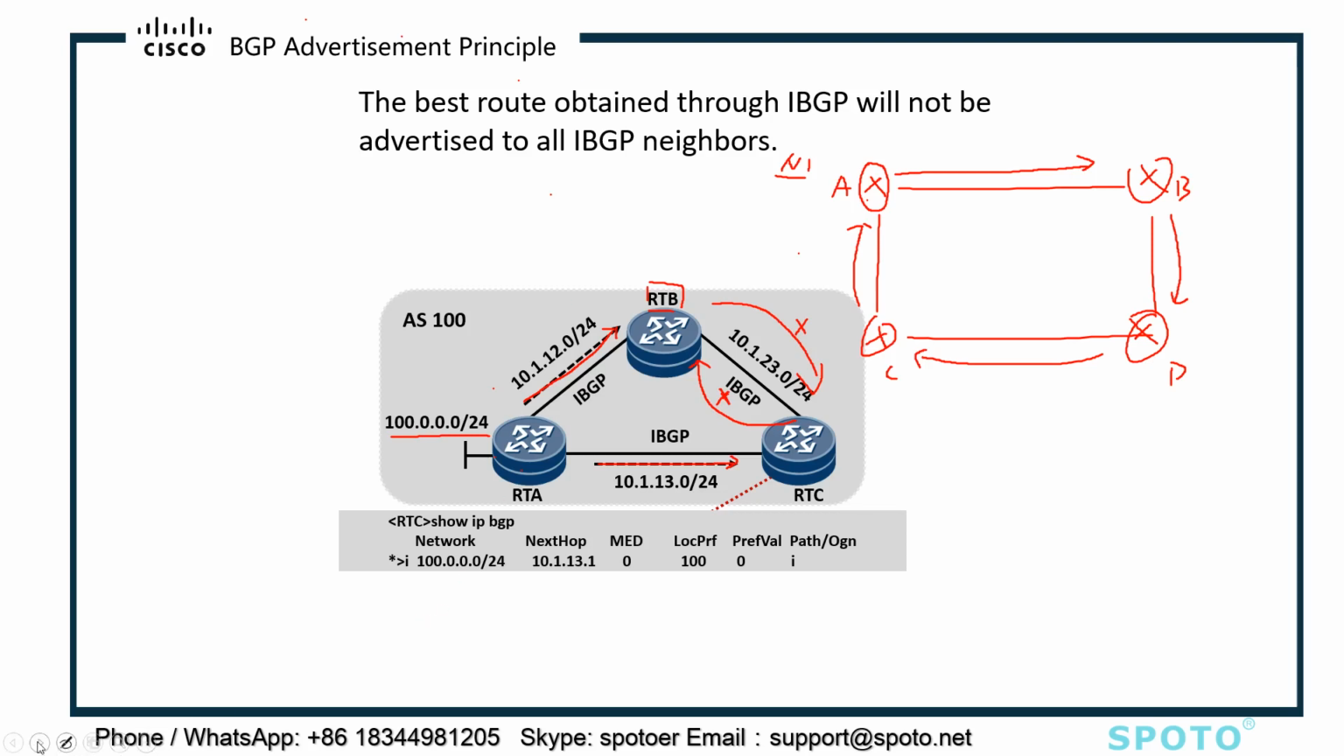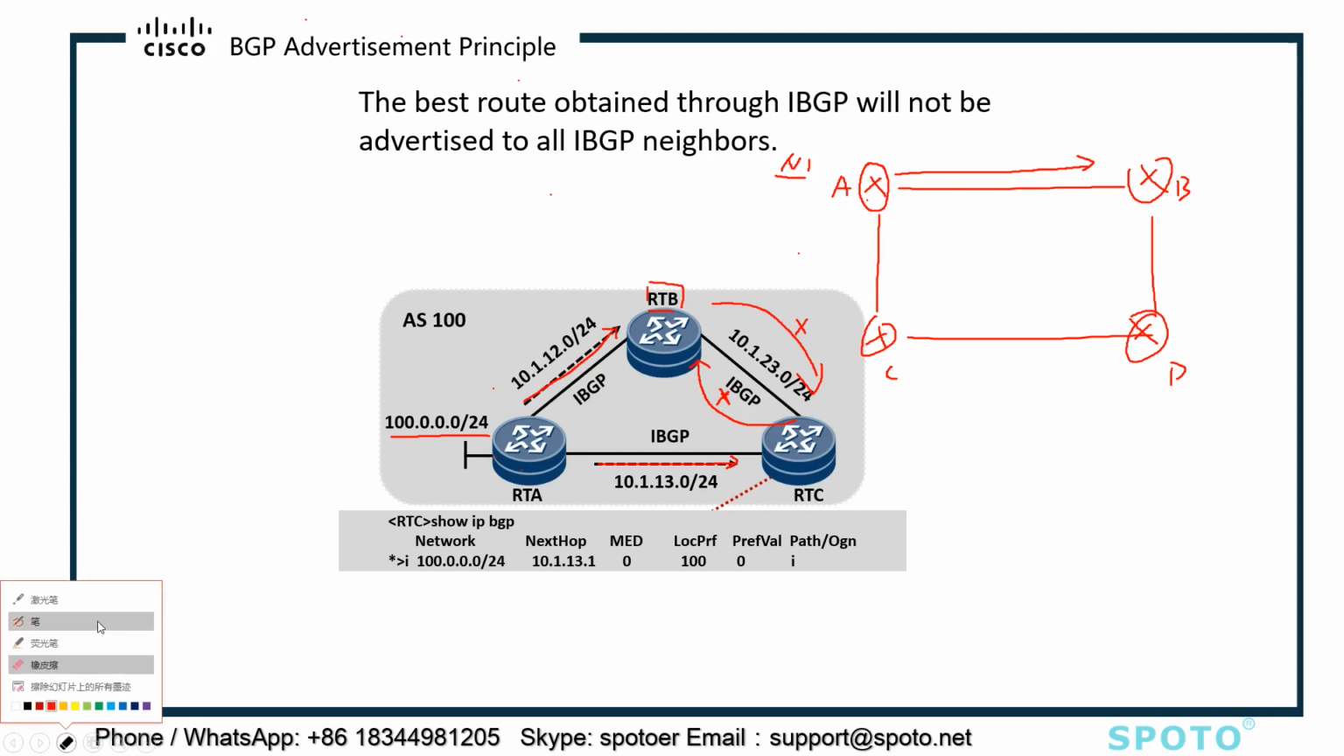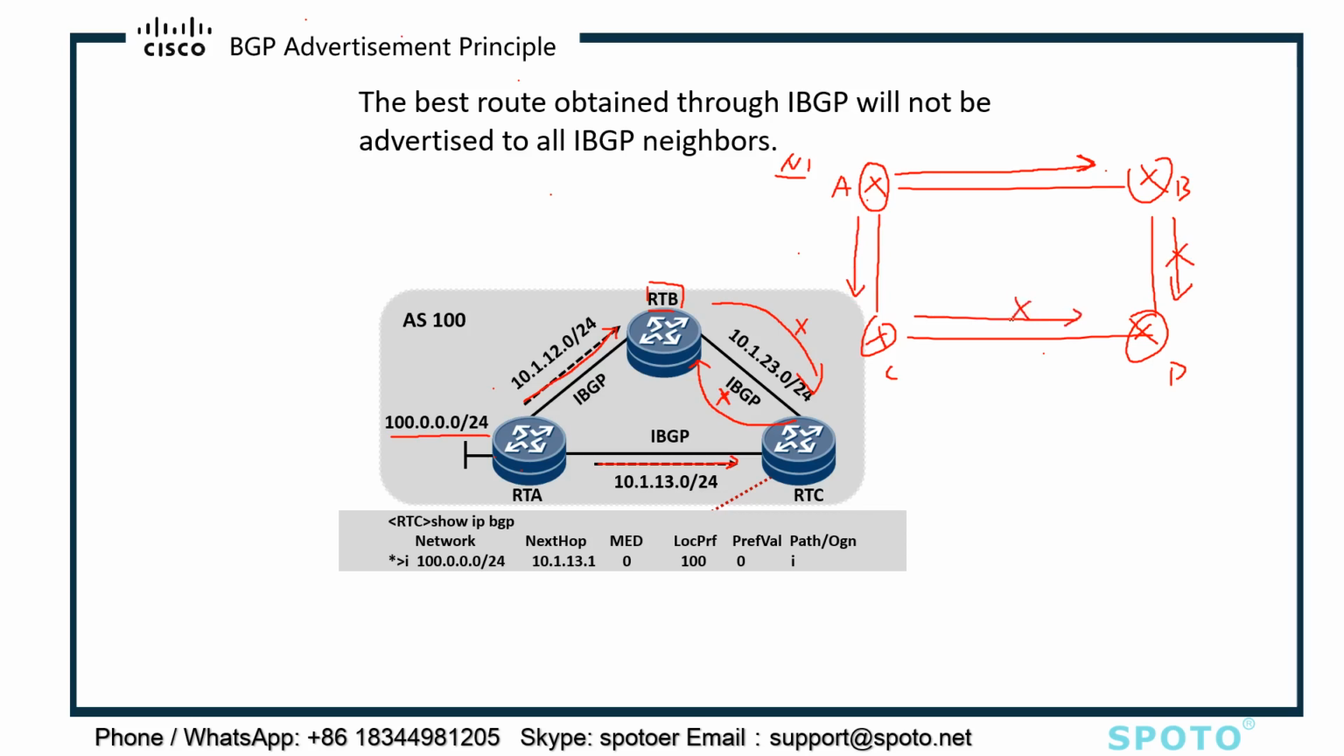So we can see here, if we have this principle, it means we can't let RTB advertise this route to RTD. If RTB receives the route from the IBGP neighbor, it can't advertise it to RTD, and also when RTA advertises this route to RTC, RTC can't advertise this route to RTD. First of all, if we have this advertisement principle, we won't let the loop happen.